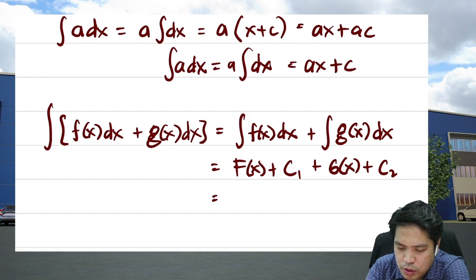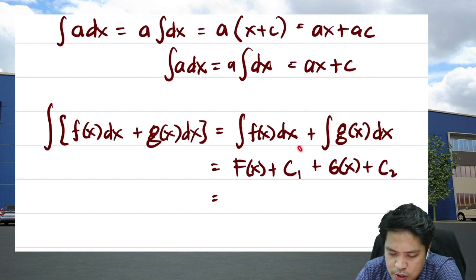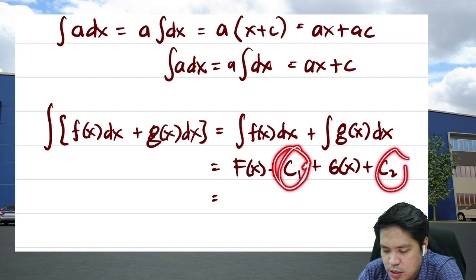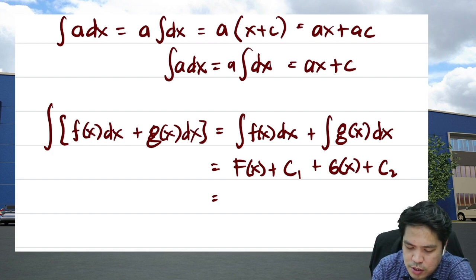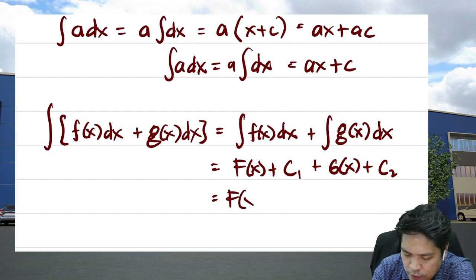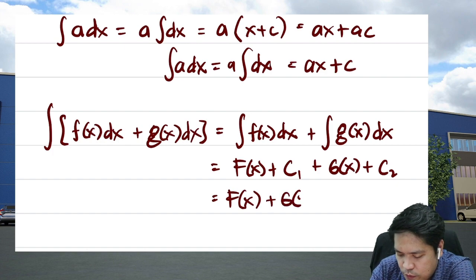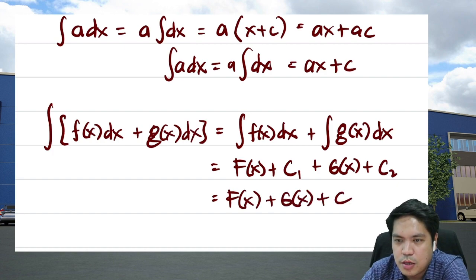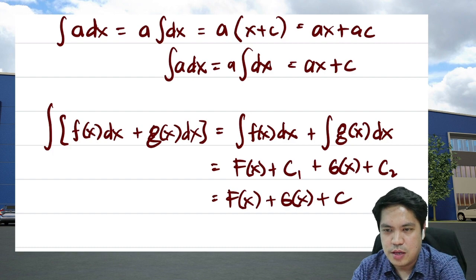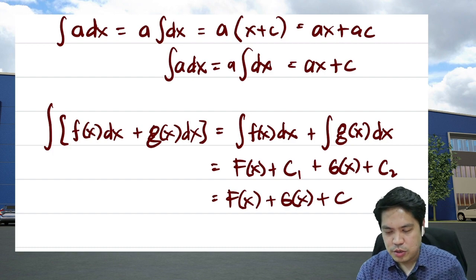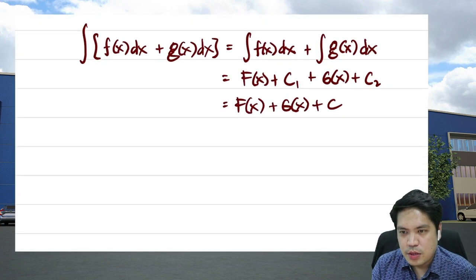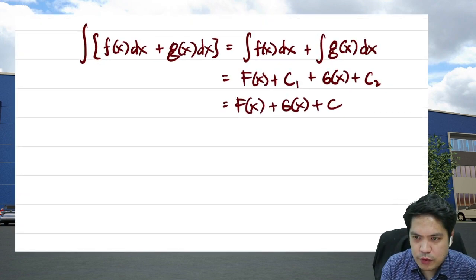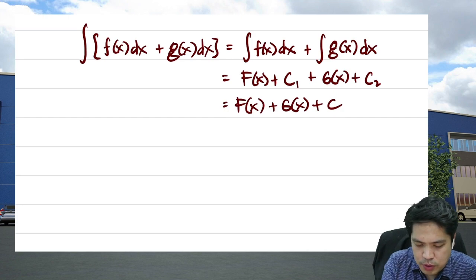So that would be equal to, remember, c1 is arbitrary, c2 is also arbitrary. So if you add c1 and c2, the result is still arbitrary. Therefore, we could generalize this as F of x plus G of x plus an arbitrary constant. That's all there is to it. So we can combine the constants into a single constant c. Then next, how about if we have integration of powers?